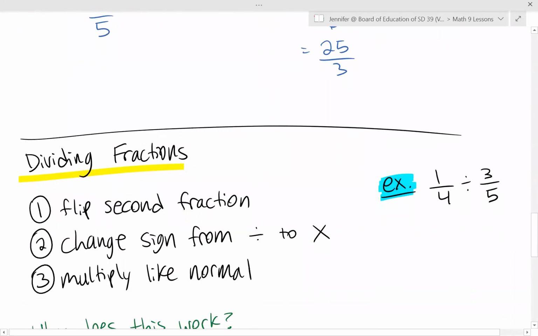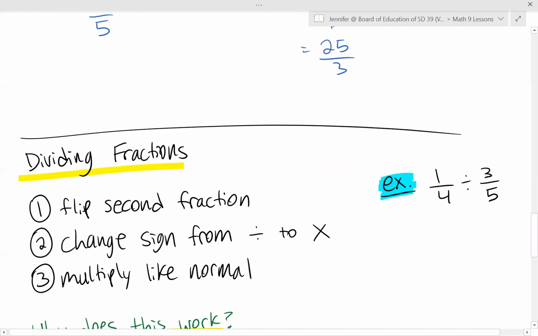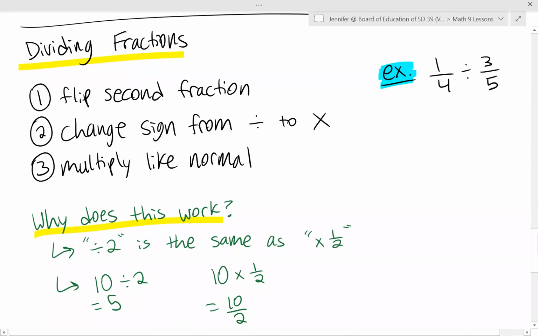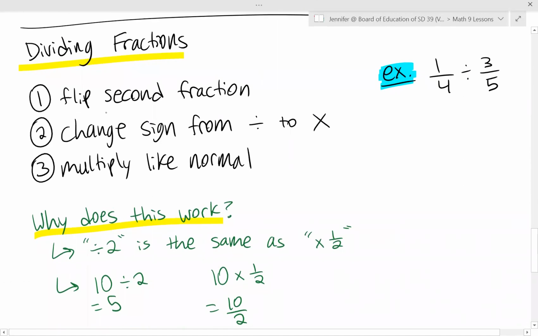Next, we've got dividing fractions. This is very similar to multiplying, but we have two things to do first. Dividing fractions, first you're going to flip the second fraction. So flip that fraction, so instead of 3 over 5, it's 5 over 3, and change the sign from division to multiplication. So you basically make it into a multiplication problem.